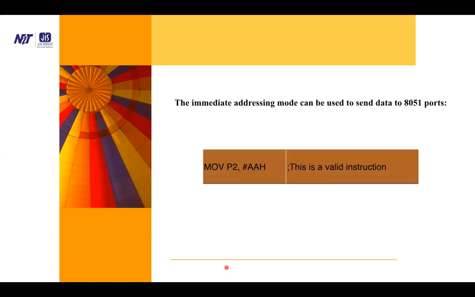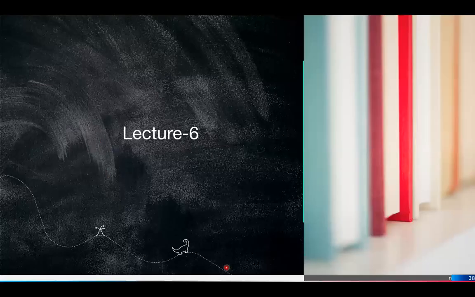The immediate addressing mode can be used to send data to 8051 ports, that is, MOV P2, #0AAH. This is a valid instruction.